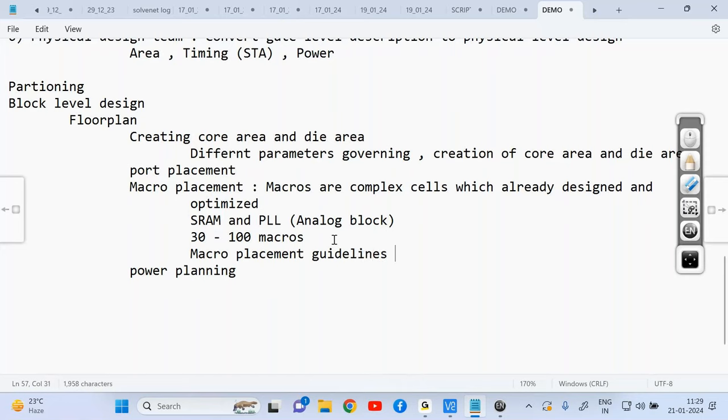Next is power planning. What are the guidelines for macro placement, we'll study. After performing macro placement, next we'll go with what? Power planning.